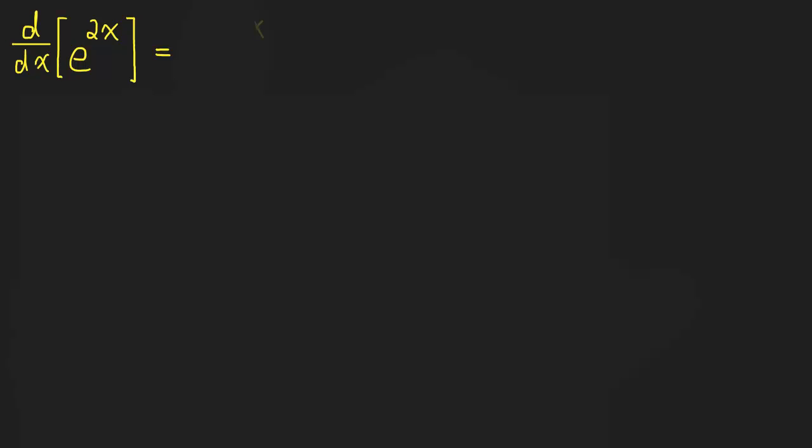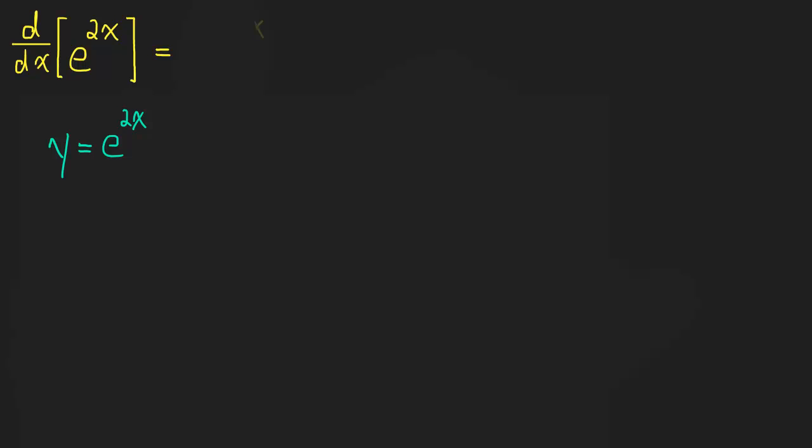Okay, here we're being asked to find the derivative of e to the 2x. And there's a couple of different ways to approach this problem. They all involve the chain rule. What I'm going to do is I'm just going to say, okay, let y equal e to the 2x.